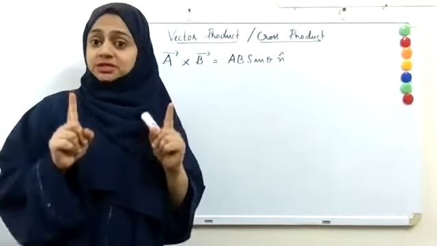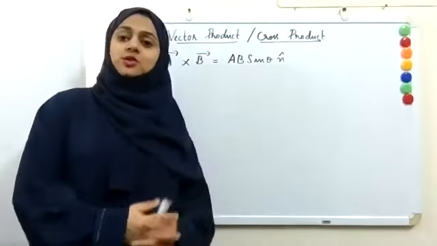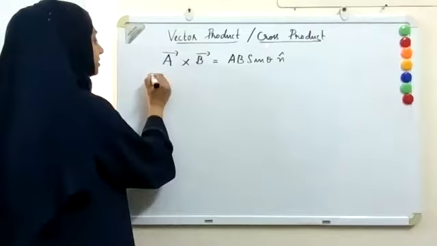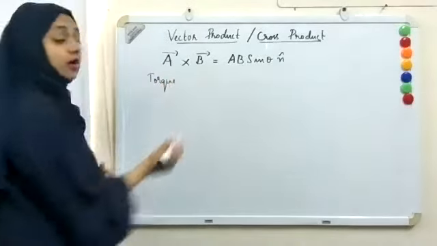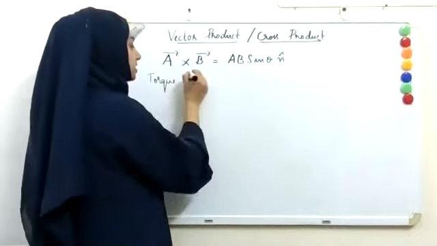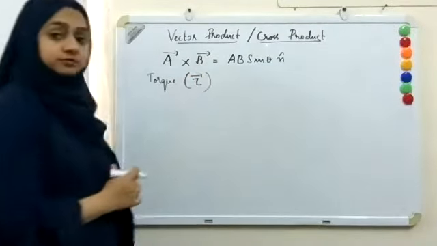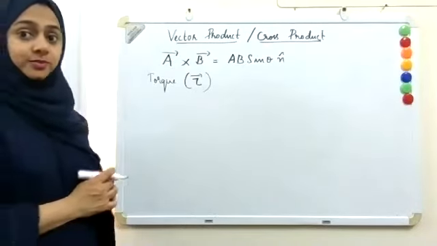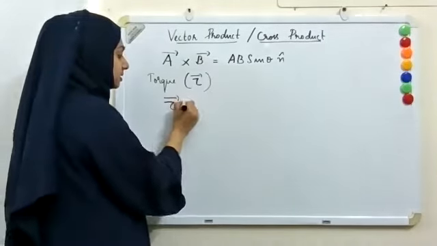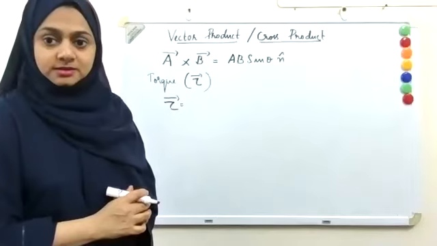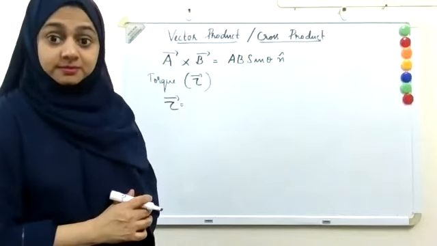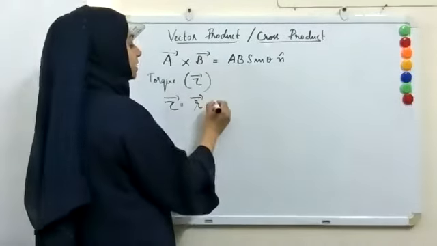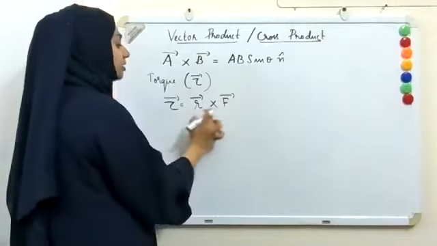When you multiply two vector physical quantities, the result also will be a vector. Do you remember torque? Torque is represented by the symbol tau. What is torque? It is the vector product of radius and force. Yes, it is the vector product of radius or the perpendicular distance and force, R cross F.